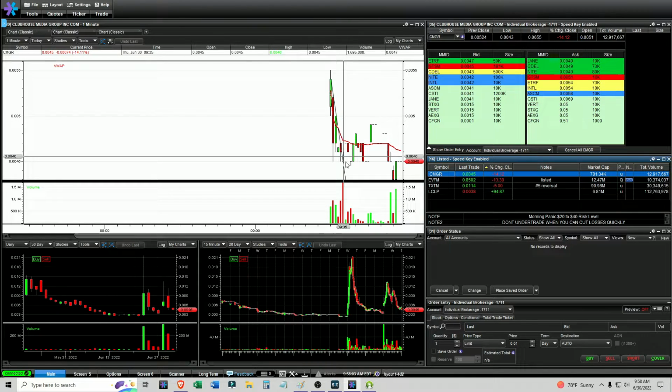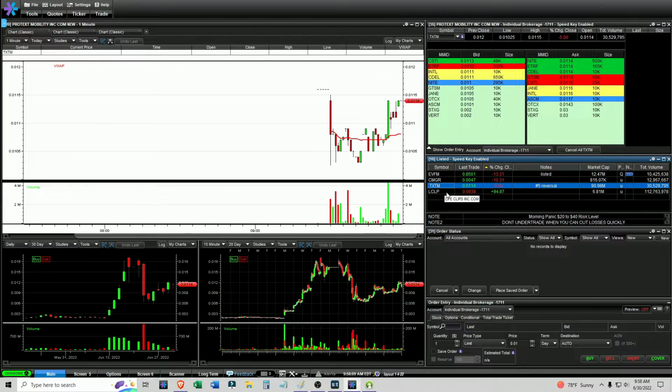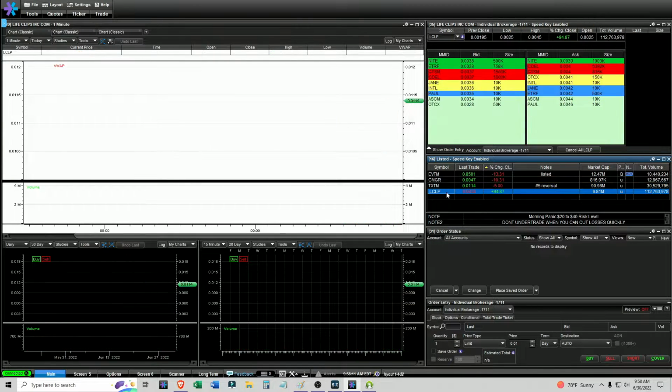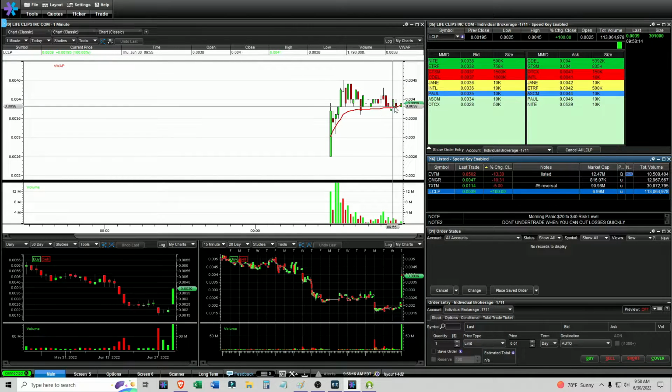I was looking at CMGR for a morning panic bounce play. It didn't offer much of an opportunity, and man, this one, I wonder what it'll do. LCOP is up a lot. Maybe this can be like a bull flag. I'll be watching this to see if it can break this 40 sub penny level.